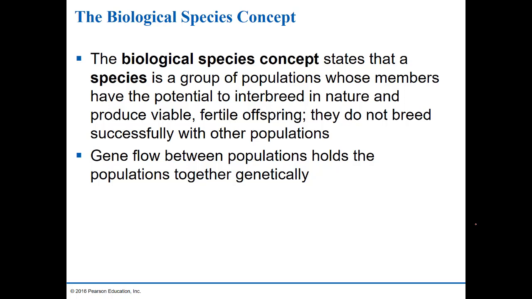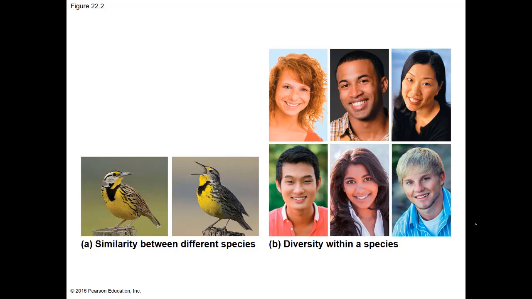Biological species concept states that a species is a group of populations whose members have the potential to breed with one another in nature and produce viable, fertile offspring. They do not breed successfully with other populations. So biological species concept is all about being able to mate and produce viable offspring. Gene flow between populations holds the populations together genetically. So there's gene flow between different populations making a species. Or for instance, there is a gene flow between packs of wolves. Maybe they'll go outside of their pack and breed with one another, but they maintain that they're the same species.